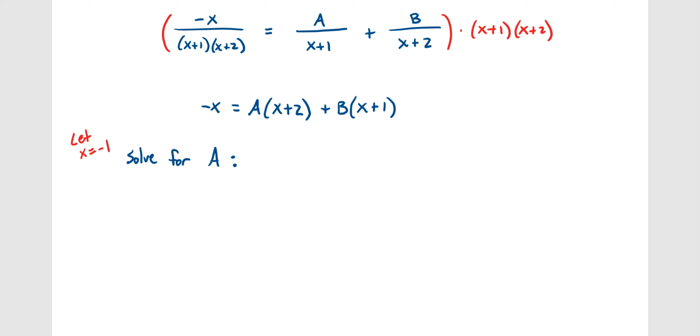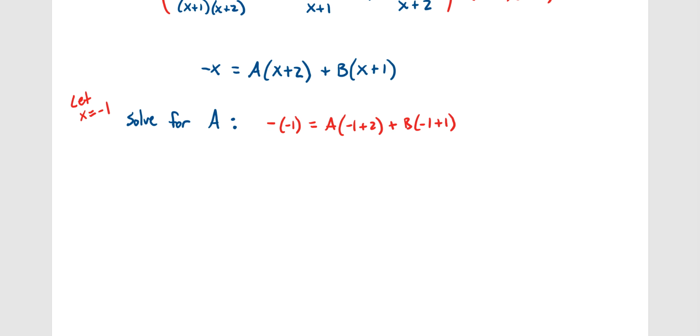So it's going to be negative 1, so that's the left-hand side over there, negative x, equals a times negative 1 plus 2 plus b times negative 1 plus 1. So then what happens here is we end up getting positive 1 on the left equals a times 1 plus b times 0. So that's what we wanted. We wanted that b term to cancel off. And now we just end up getting a equals 1.